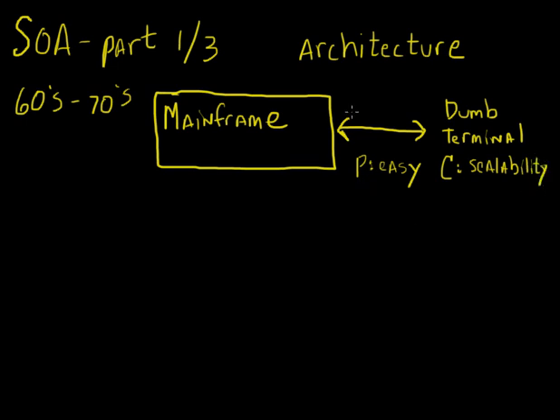Scalability refers to how the application is going to handle it when, number one, more users come on board, and number two, when more application functionality is developed. The mainframe really is doing everything, so you don't have a lot of scalability here. The mainframe is going to hold the data, the business logic, and any type of presentation logic.